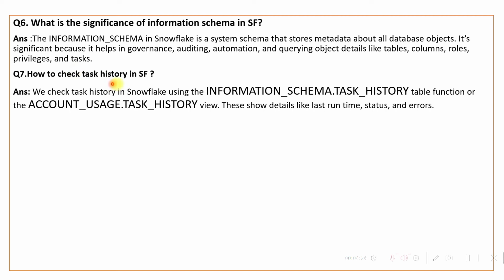Next question: how to check task history in Snowflake? We check task history in Snowflake using the INFORMATION_SCHEMA.TASK_HISTORY table function or the ACCOUNT_USAGE.TASK_HISTORY view. These show details like last run time, status and the error.